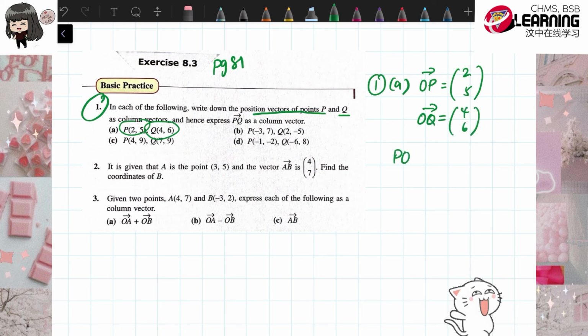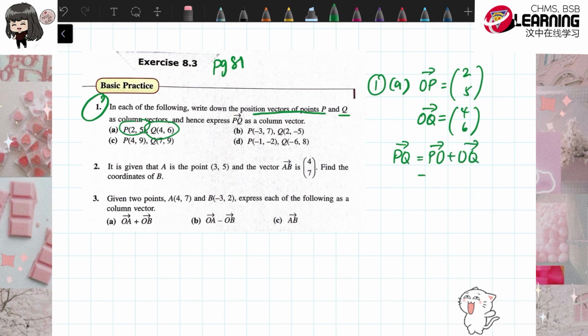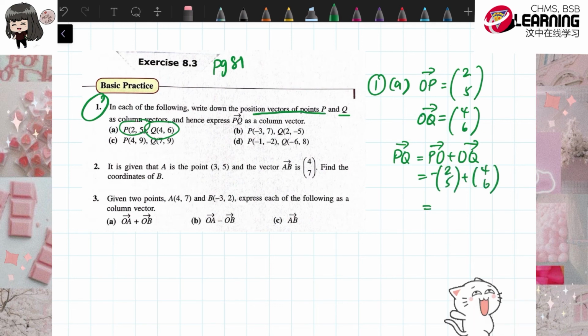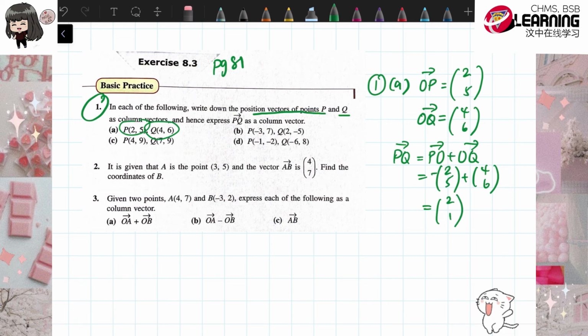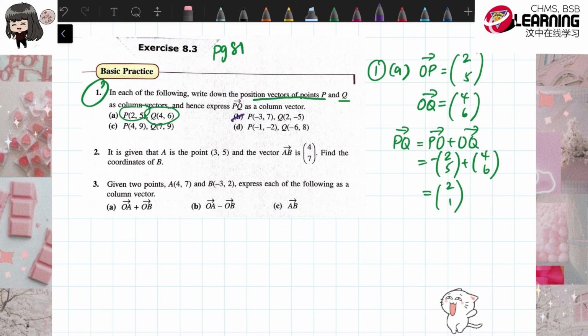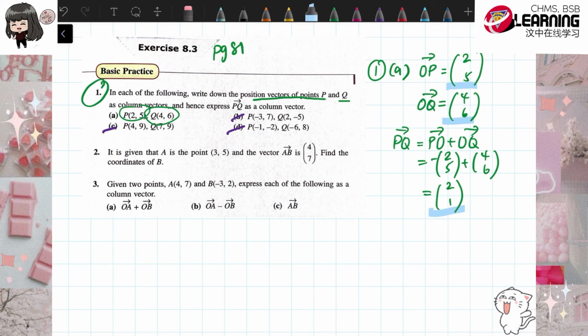And then P goes to Q is PO plus OQ. PO is the negative of this, plus OQ is 4, 6. So you get 2, 1. Just as simple as that. I've done part A for you already, and parts B, C, D you do.